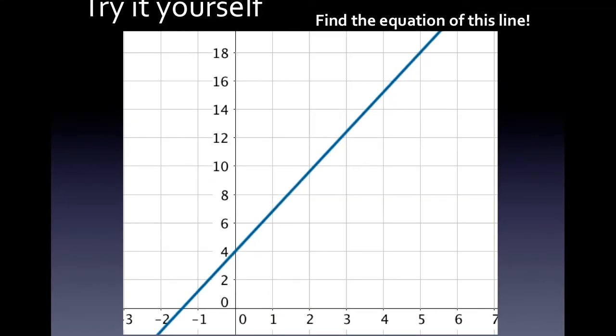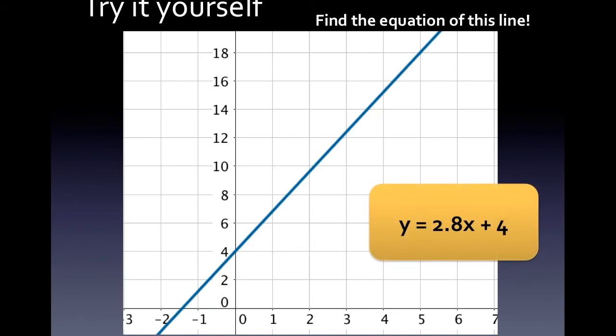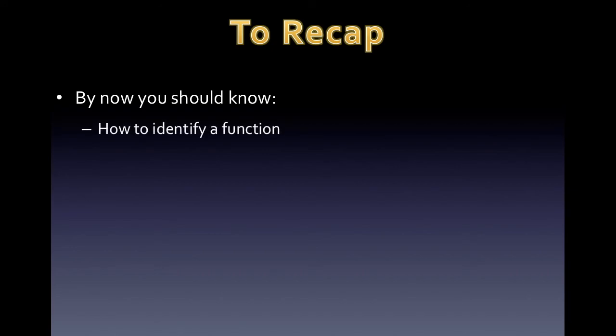So now I want you to do it yourself. I want you to find the equation of this line. Remember the recipe that I told you? Get the ingredients, find the directions, and then find what the equation of this line is. Once you find the slope and the initial value, you should get that, in this case, y is equal to 2.8x plus 4.